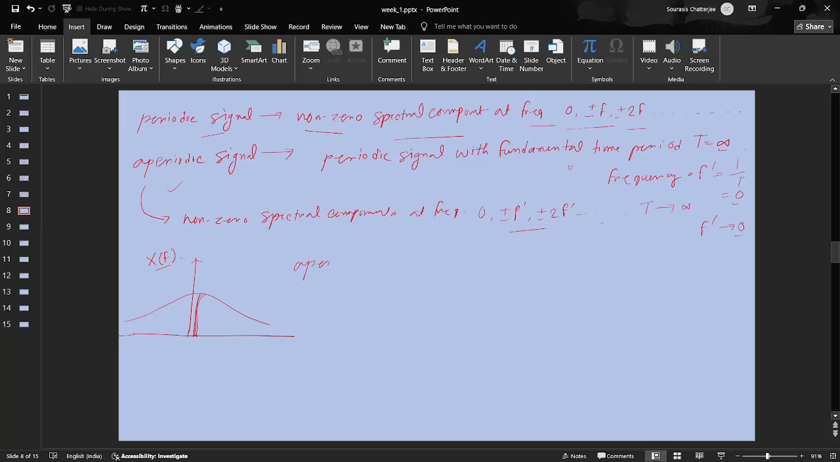So for an aperiodic signal, the frequency domain representation is continuous, and that is what we call the Fourier transform. So what is the value of X(f) we get for x(t)? X(f) equals the integral of x(t) e to the power minus j 2 pi f t dt.